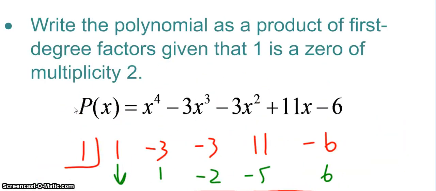So one thing I want to point out, the directions here, a product of first degree factors. So that's what we were trying to do. Other things that this could say would be a product of linear factors, completely factored form. I think those are kind of it, but if something else comes up and I think about it, I'll tell you.